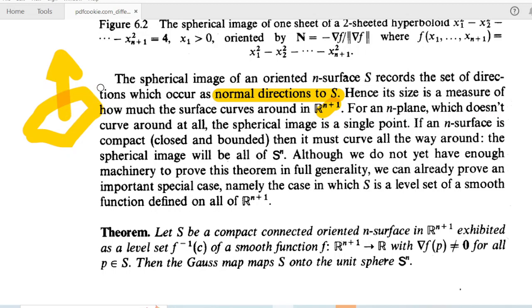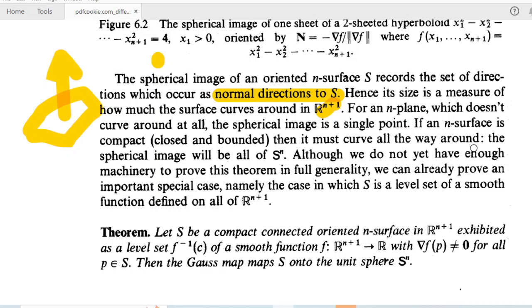Now, when we consider the Gauss map and place this normal vector field at the center of the sphere, we get only one point on the sphere S2. Any normal we take from this plane's normal vector field will touch the sphere at only one point. If an n surface is compact, then it must curve all the way around.